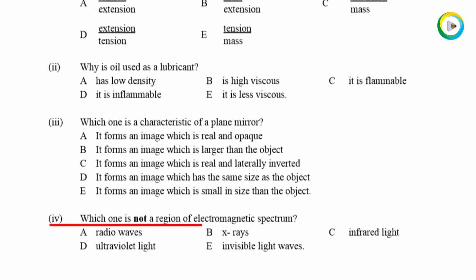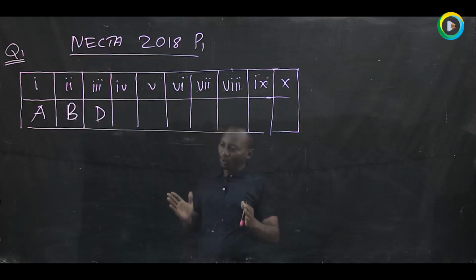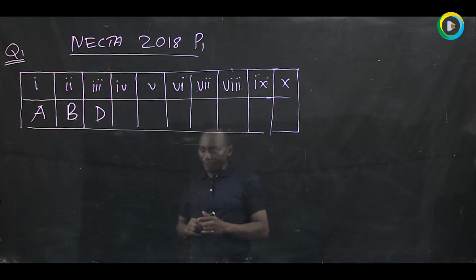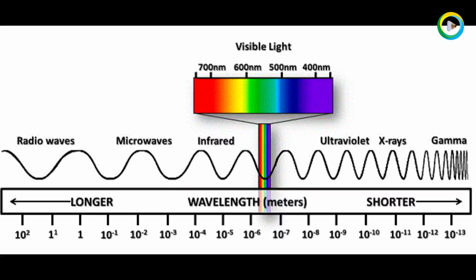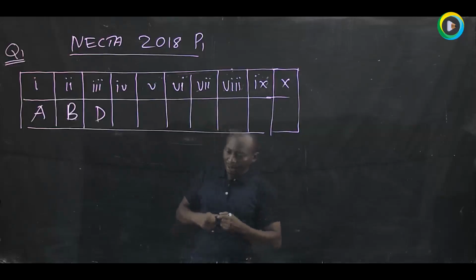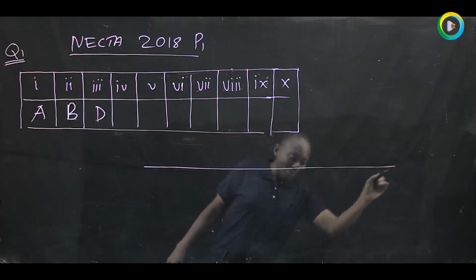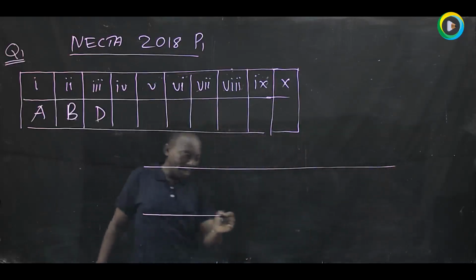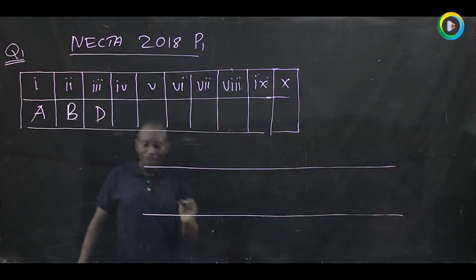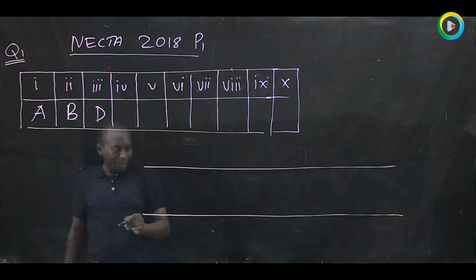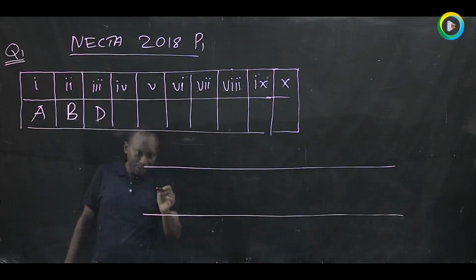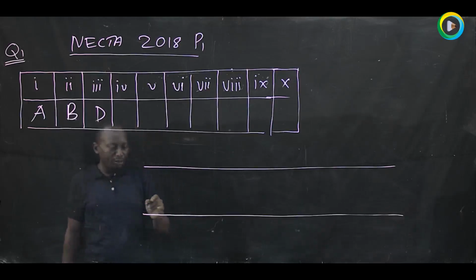Which one is not a region of the electromagnetic spectrum? First of all, we must know what the electromagnetic spectrum is. This is an arrangement of all electromagnetic waves in order of their wavelength or in order of their frequency. We can show here the electromagnetic waves arranged in order of their wavelength or frequency.